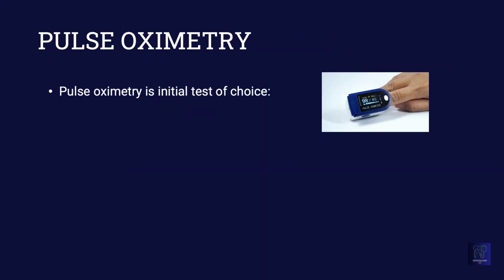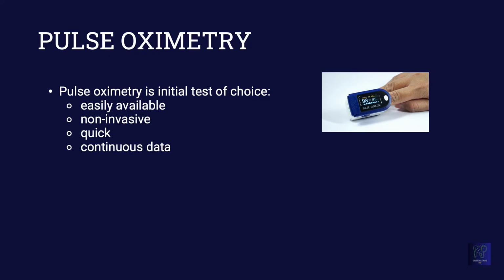Pulse oximeter is generally the initial test of choice as it has several advantages. It is easily available, it is non-invasive, you're not poking the patient for blood draw. It is quick and gives you continuous data.